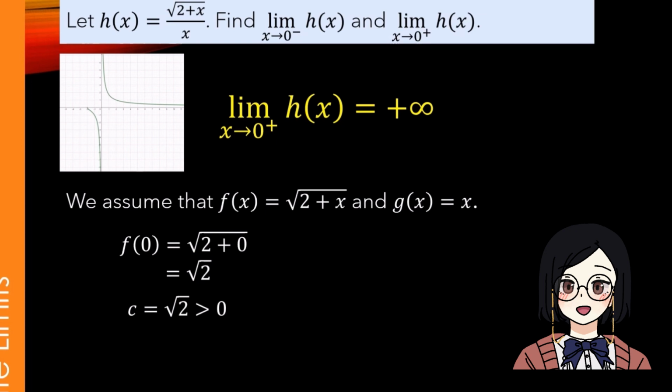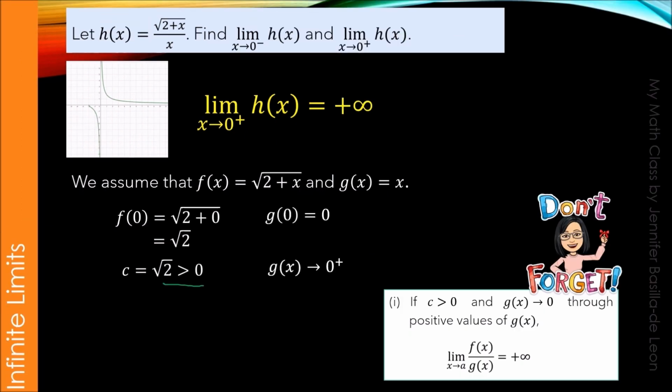c is equal to the square root of 2, and that it is greater than 0. And then evaluating g of x at x equals 0, we will have 0. Remember that g of x approaches 0 through positive values. With these, we are going to use condition number 1, where c is greater than 0 and g of x approaches 0 through positive values. Hence, the limit of h of x as x approaches 0 from the right is positive infinity.